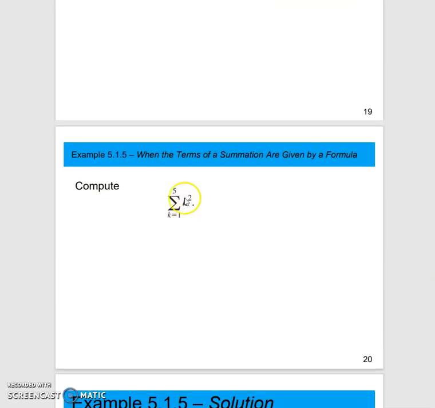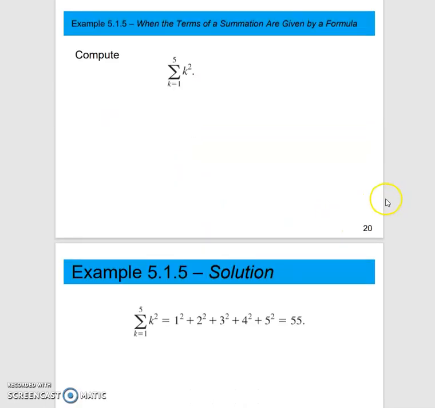So let's say we'd like to compute this summation. So again, let's figure that out. That'll be 1 squared plus 2 squared plus 3 squared plus 4 squared plus 5 squared, which is going to get me 55.